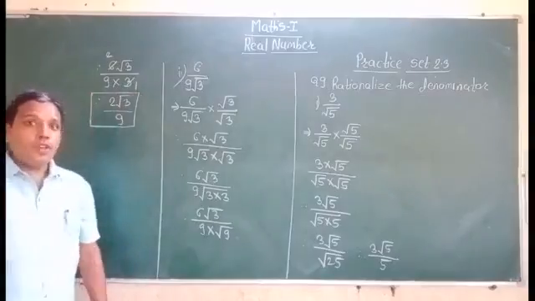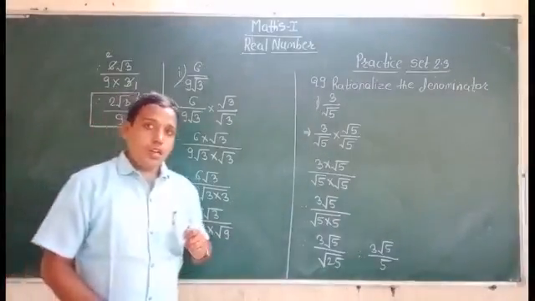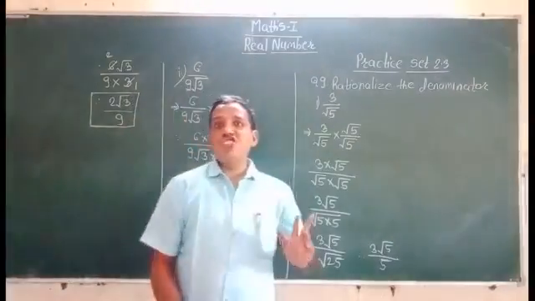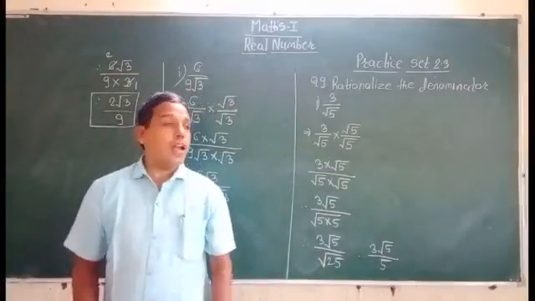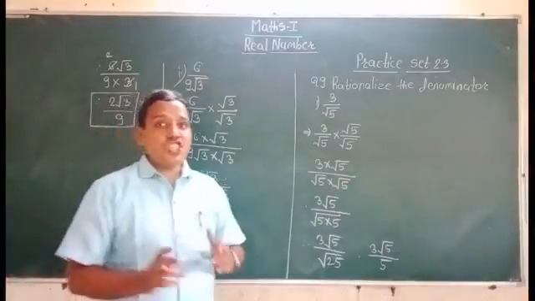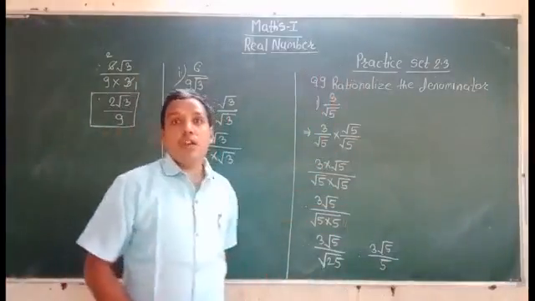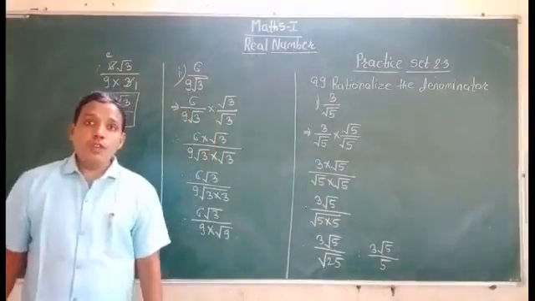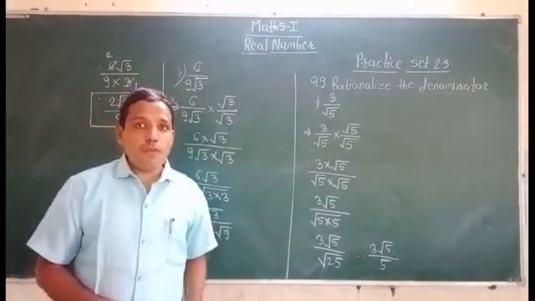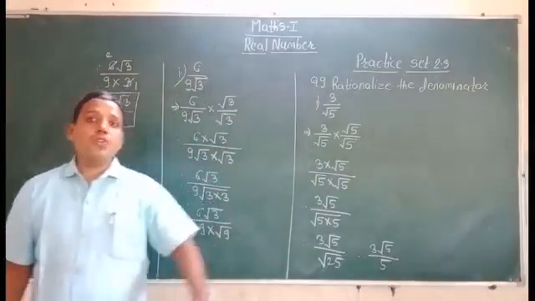So in this way we carry out the mathematical operations of multiplication, division, addition and subtraction on surds, and how we can rationalize the surd. All these are studied in practice set number 2.3. You will understand that practice set better if you solve all the remaining examples at your home.